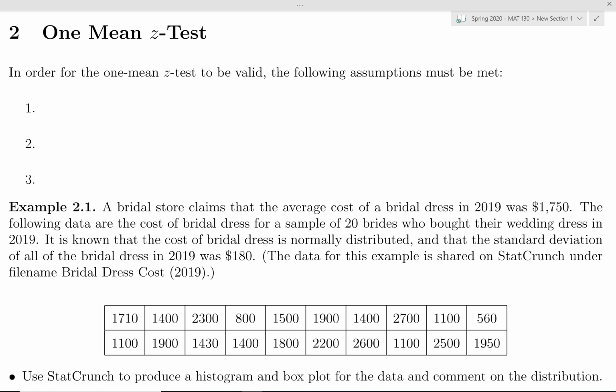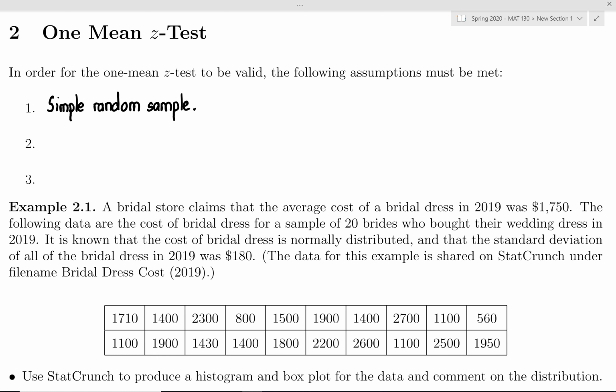In order for the one mean z-test to be valid, the following assumptions must be met. The first one is that the sample we are working with should be a simple random sample. Again, let me remind you, the idea here is we are trying to use information from a sample to make inferences about a parameter pertaining to the entire population. So we're going to use a statistic from a sample to make inferences about a parameter of a population. So the sample we should be working with is a simple random sample.